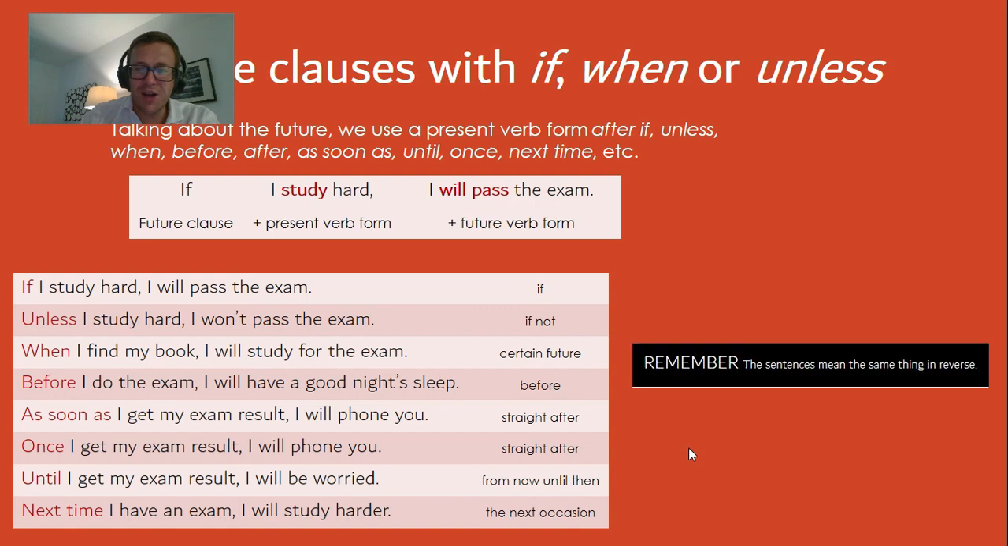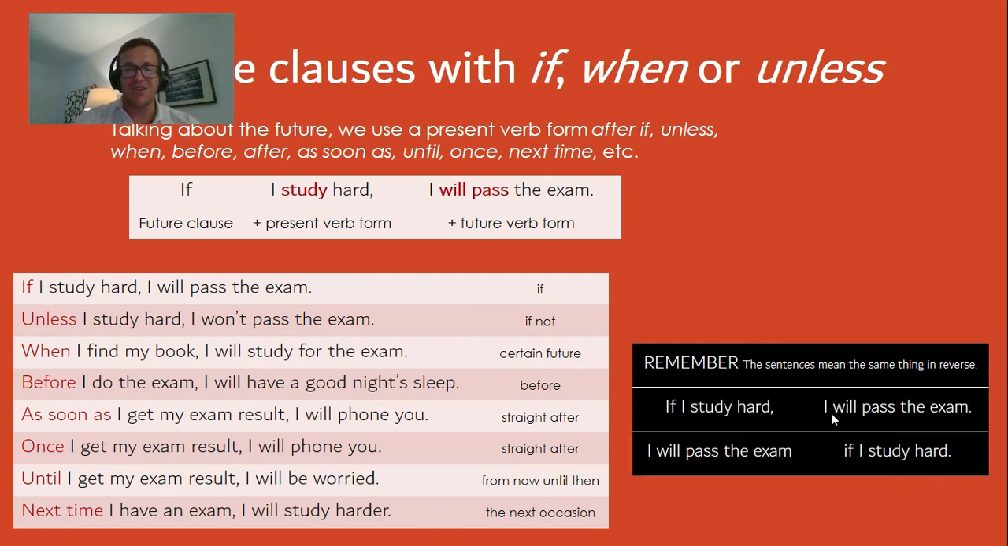One thing you need to know about this is that you can actually flip the sentences. You can reverse them the other way round. So you can have, if I study hard, I will pass the exam, but you can also have, I will pass the exam if I study hard, and the present stays with if. But notice there is no comma when we do it the other way around.